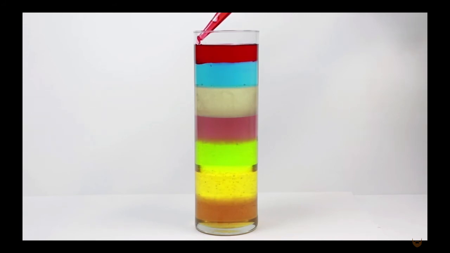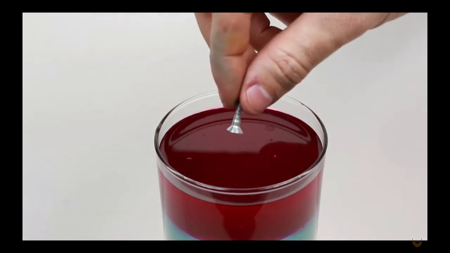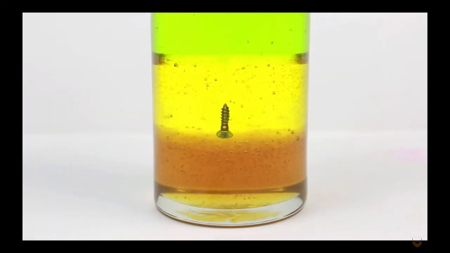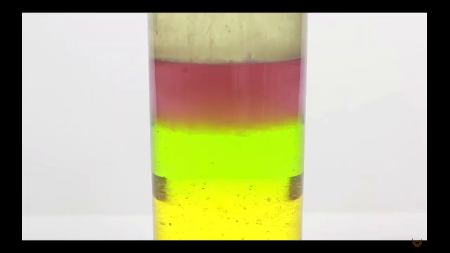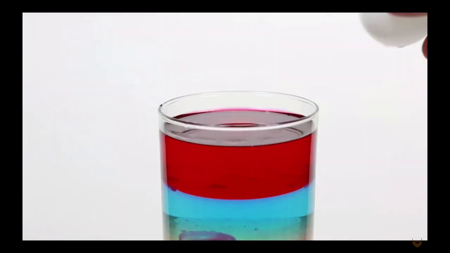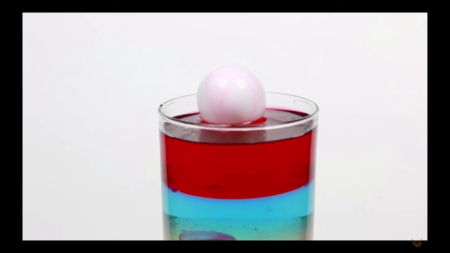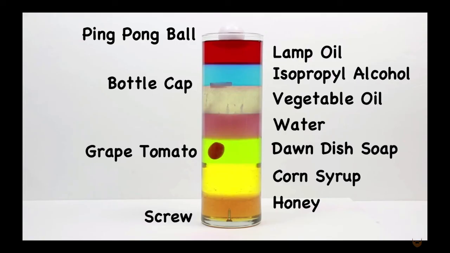Now, food coloring won't work with lamp oil because of its non-polar nature, so make sure to get some with coloration already added. Now that you have your density column created, you can begin testing the density of objects by dropping them in and seeing where they end up. I started by testing a metal screw, which dropped all the way to the bottom of the honey layer. A grape tomato, on the other hand, dropped to the bottom of the Dawn dish soap layer. A plastic bottle cap came to rest on the top of the vegetable oil layer, whereas a ping pong ball rested on the surface of the entire density column. As you go from top to bottom, the layers become more and more dense, preventing them from mixing together.